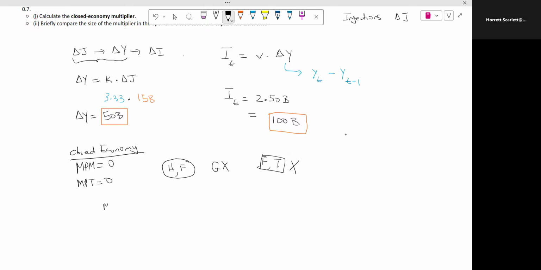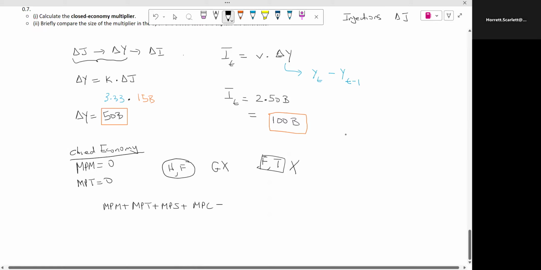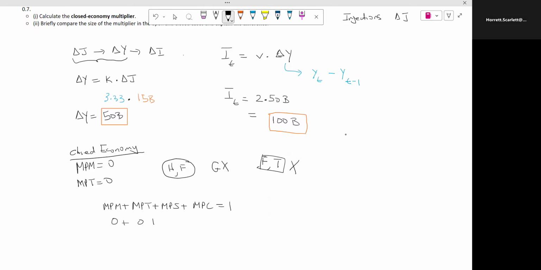Remember, we had MPM plus MPT plus MPS plus MPC is equal to 1. Now, if these two components are equal to 0, then it means that what we are left with is MPS, the propensity to save, plus the propensity to consume is equal to 1. So we can therefore simplify by simply looking at the marginal propensity to save plus the marginal propensity to consume, and we say that that is equal to 1.